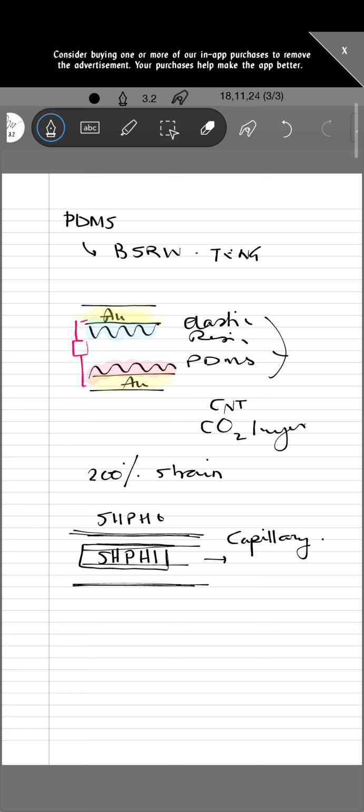So this super hydrophilic and super hydrophobic materials also can be used to work in tandem.